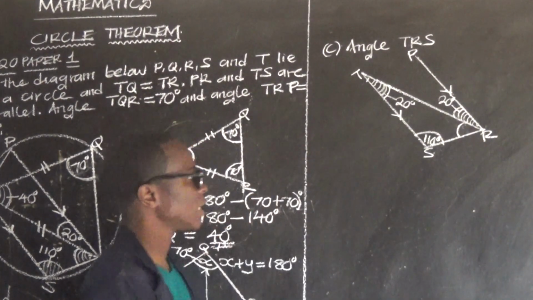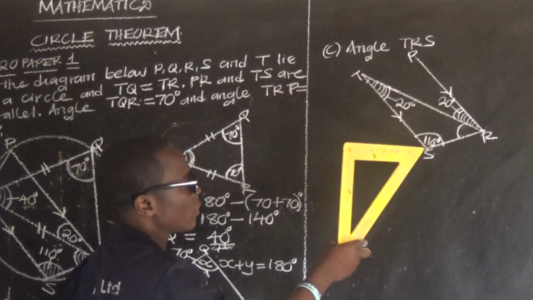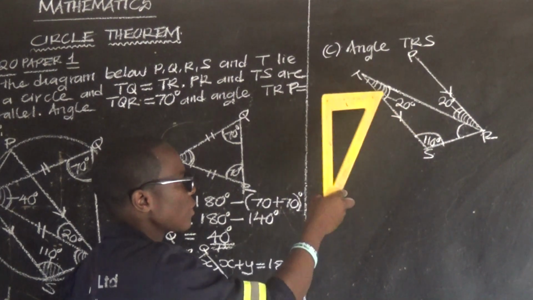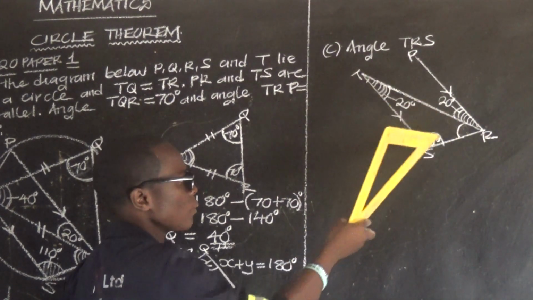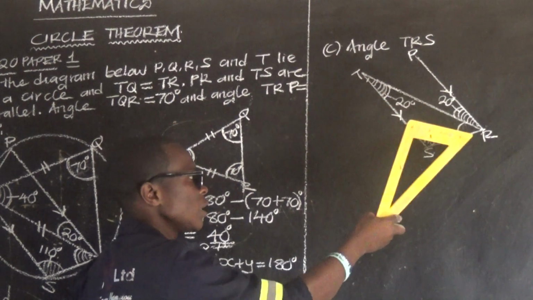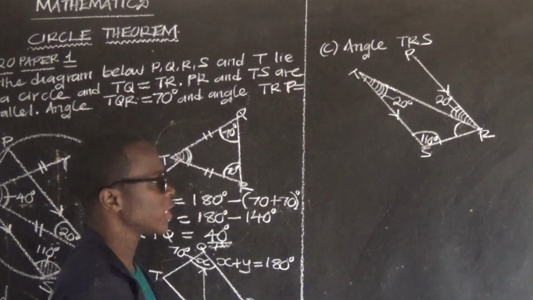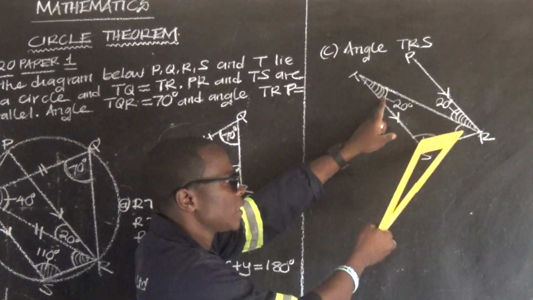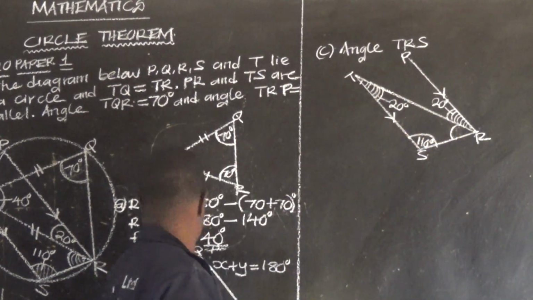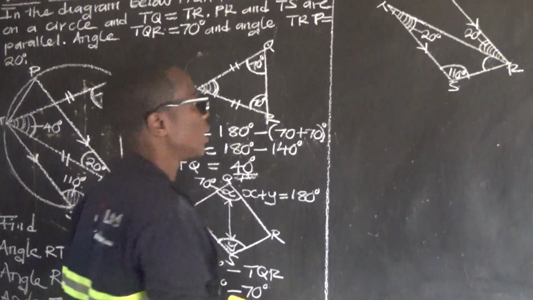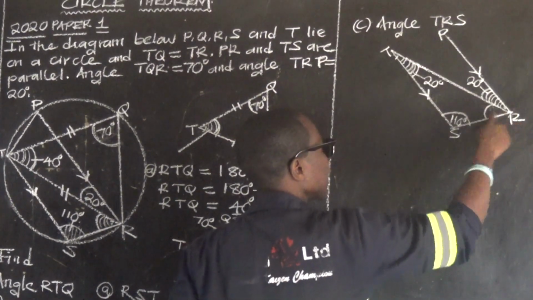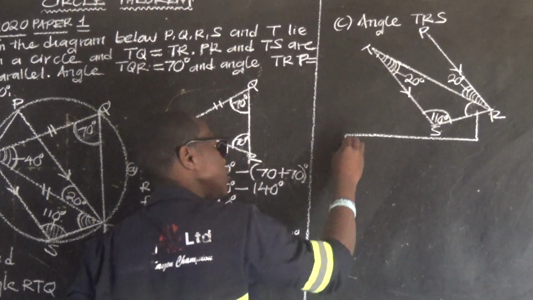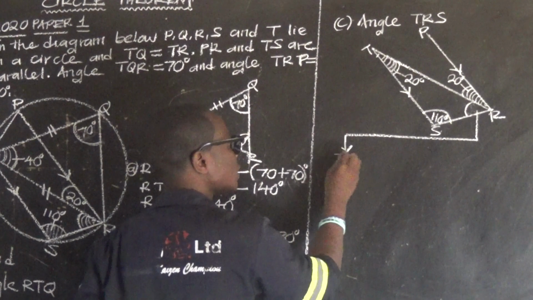Since this one is a triangle, and you want angles formed in a triangle, the sum of interior angles in a triangle add up to 180. So out of 180, we have 110 and we have 20 degrees. And we are told to find this angle, which is TRS. So how are we going to find this angle?